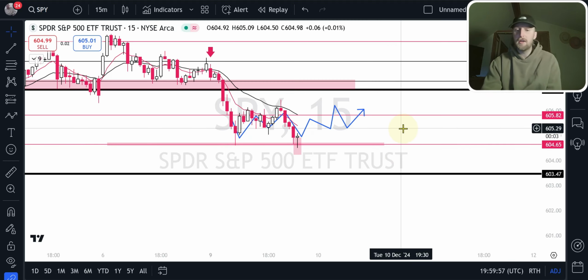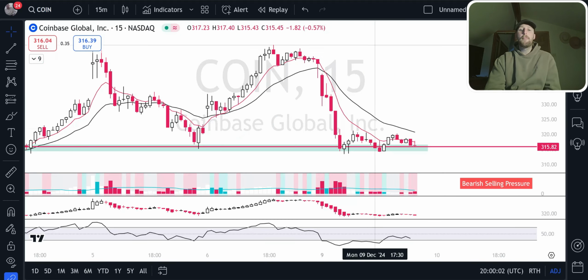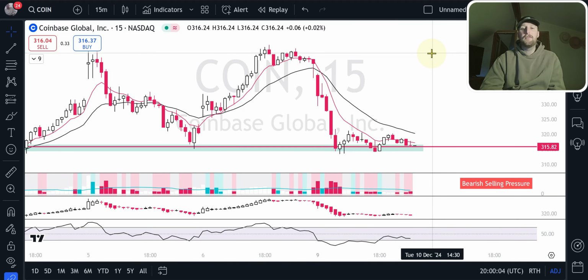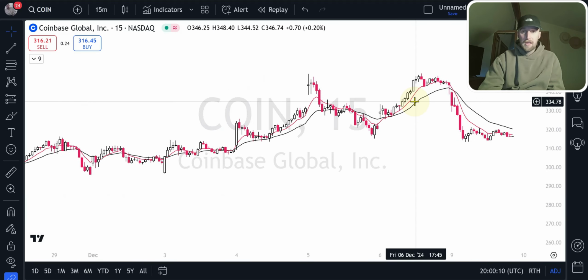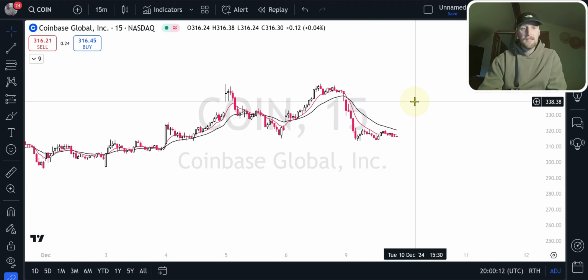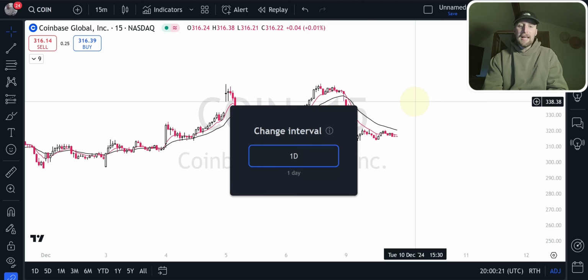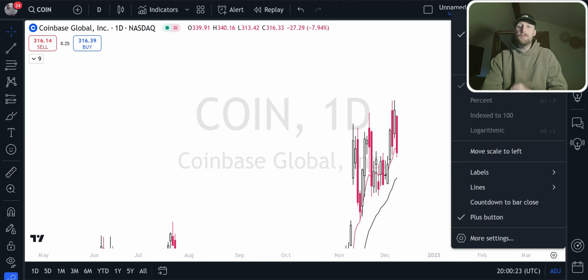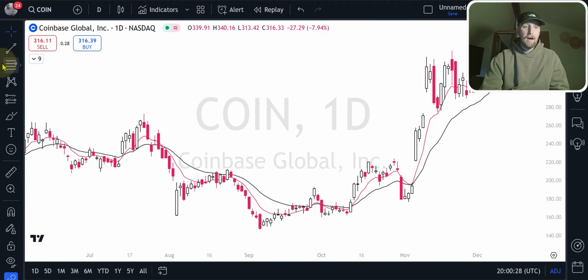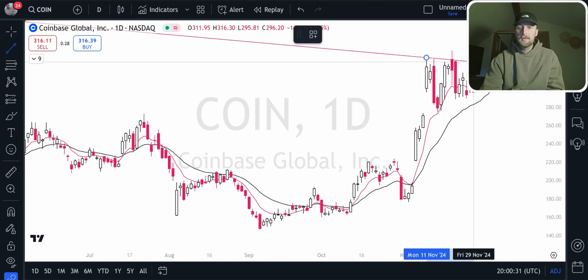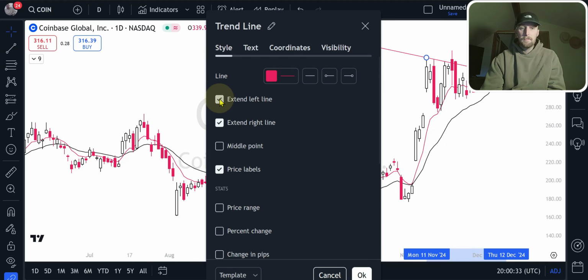But again, here's another example of how you draw your support and resistance. Now, if you want to learn how to do this by yourself instead of using indicators, I can also show you how to do that. So let's head over to Coinbase. Now, I personally trade on the 15-minute time frame. When I'm looking at my bias, right, I do want to look on the daily, okay, for my bias.